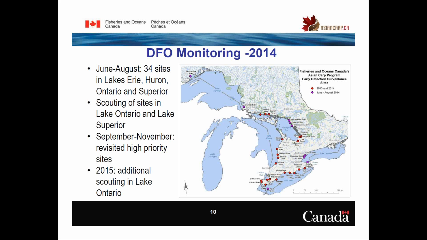High priority sites in close proximity to known detections of grass carp in the southwestern basin of Lake Erie were also revisited in this past fall, as well as the Grand River, where a couple of grass carp have been detected.